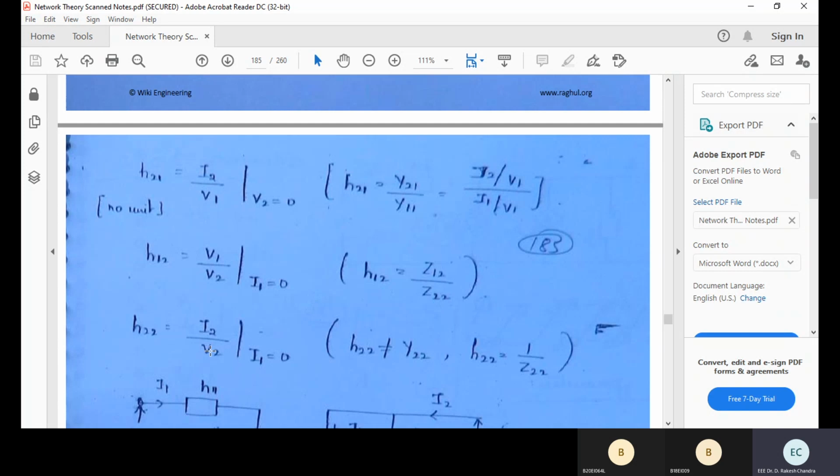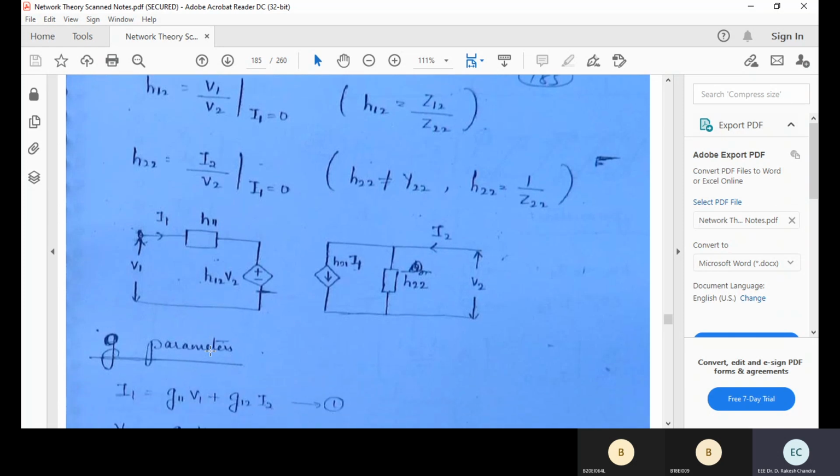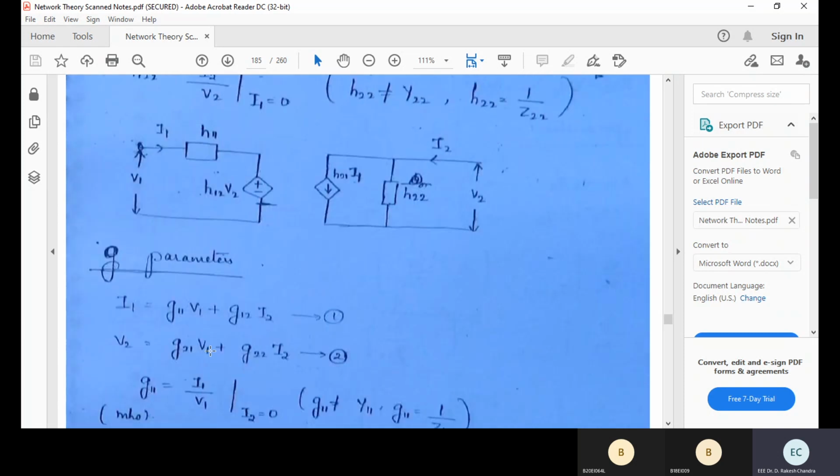Short circuit you have to make, open circuit that you have to make. Voltage is 0 means that we are making short. Current is equal to 0 means that we are making open. So this is the combination of these two. So V1 is equal to H11 I1 plus H12 V2. Your V2 is equal to H22 I2 plus H21 I1. That is the equivalent circuit.